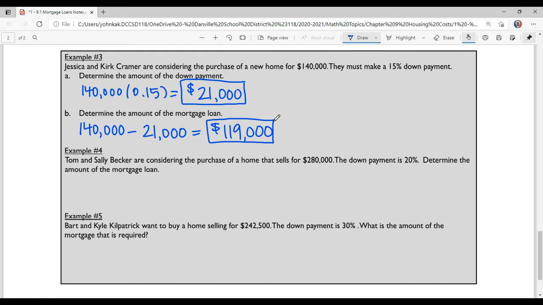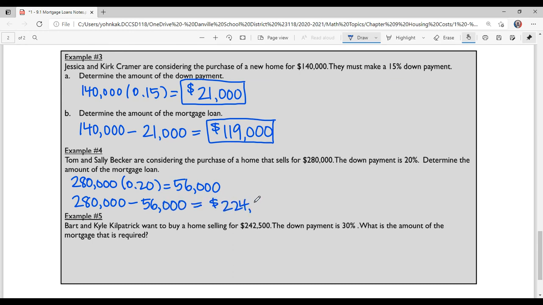Okay, number 4, Tom and Sally Becker are considering the purchase of a home that sells for $280,000. The down payment is 20%. Determine the amount of the mortgage loan. Right, so first we have to find the down payment. So we take $280,000 and we multiply by 20%. This gives us a down payment of $56,000. So to find the mortgage loan, we take the selling price, $280,000, and subtract the down payment, $56,000. This gives us a mortgage amount of $224,000.